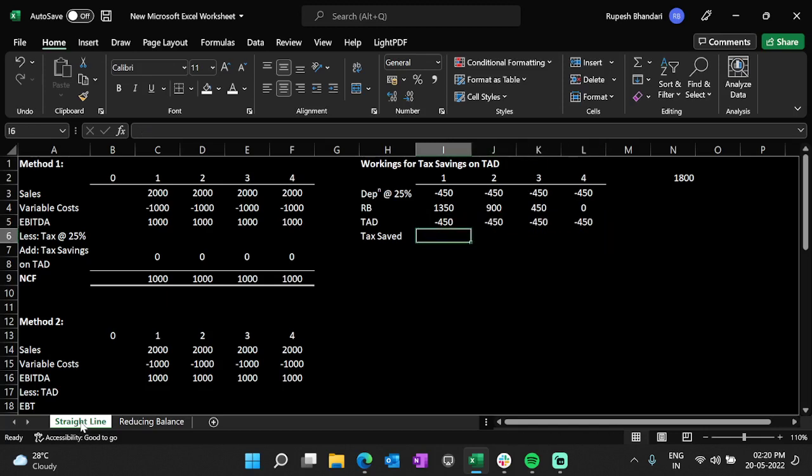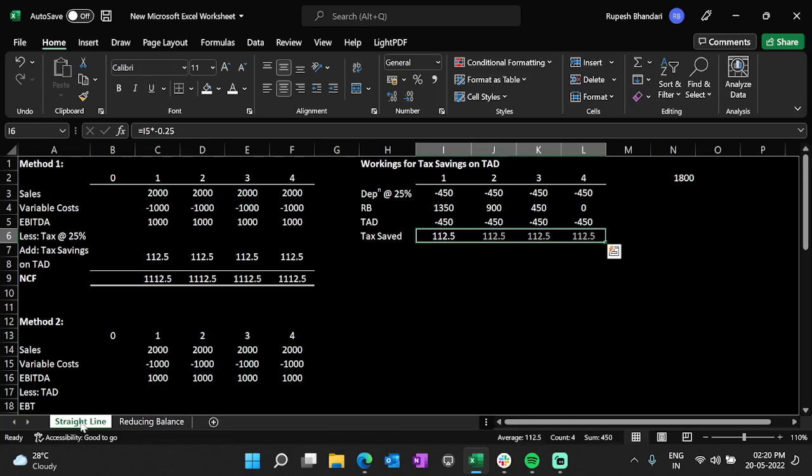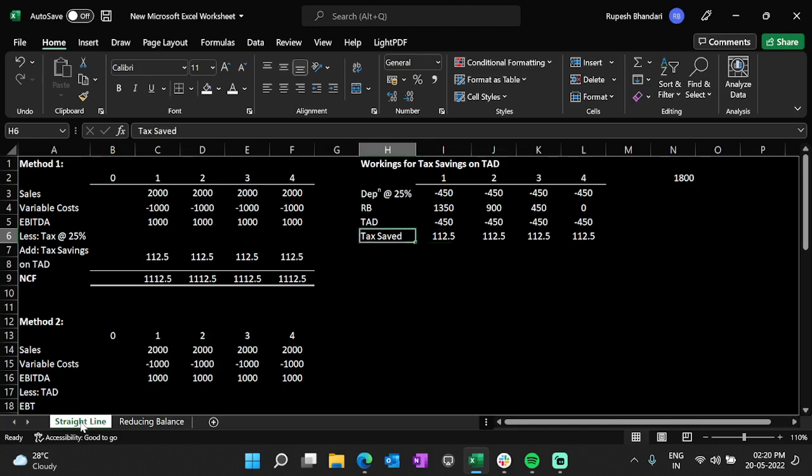And then how much will be the tax saved on this? You will be saving this amount times minus 0.25. So why are you getting it in positive? Because you will get that tax back, return. Because when the depreciation is being deducted, you will be making some money out of it. So in that case you'll be making this much saving, because you're reducing 450 from your taxable profit. That's why you will be making this much saving.